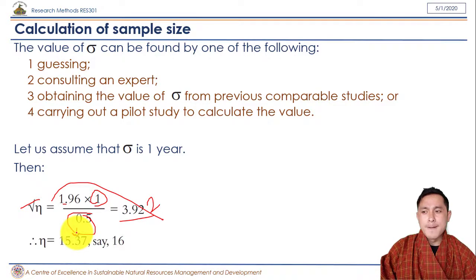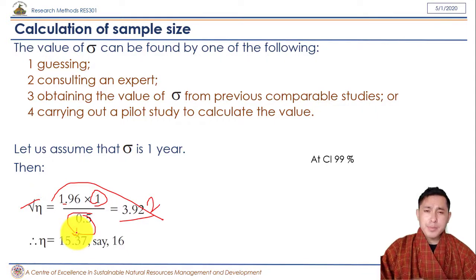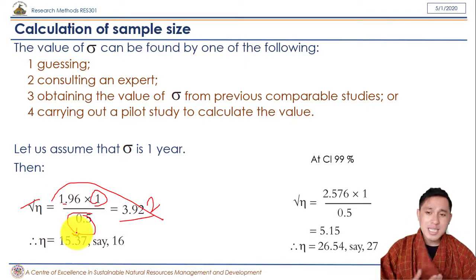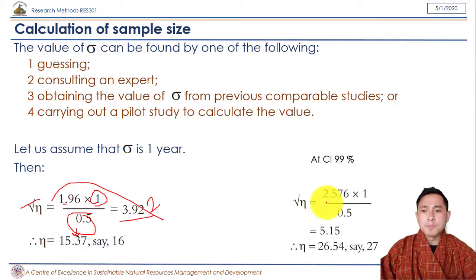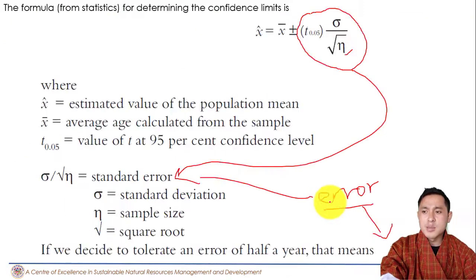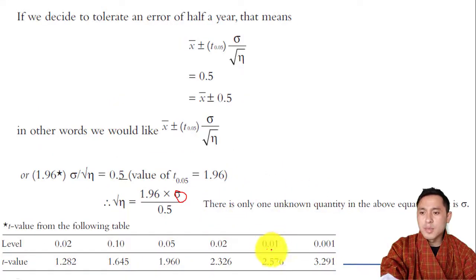of 0.5 years. Let us say if you are increasing the confidence interval to 99% from 95%, then with the same formula and same margin of error, I took that the t value of 0.01 is basically 2.576, which we just got from here.